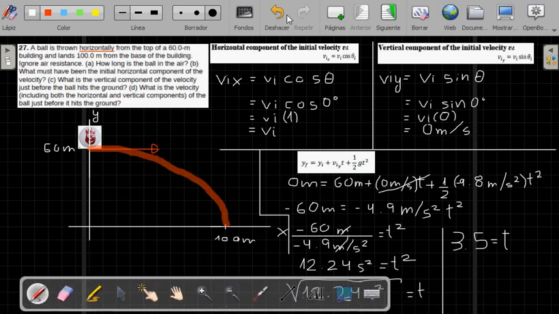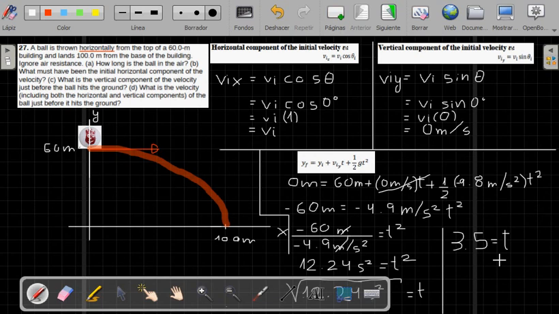Let's try to solve that part here. But before that, we must calculate what must have been the initial horizontal component of the velocity. ¿Cuál debió haber sido entonces el componente inicial, el componente horizontal de la velocidad inicial? Eso lo hubiéramos podido responder aquí, pero no encontramos nada. So what can we do? Let's remember that at this moment we have the initial vertical velocity and also the time.